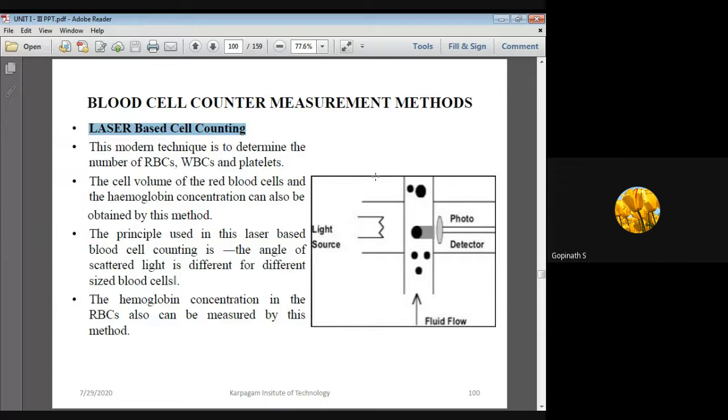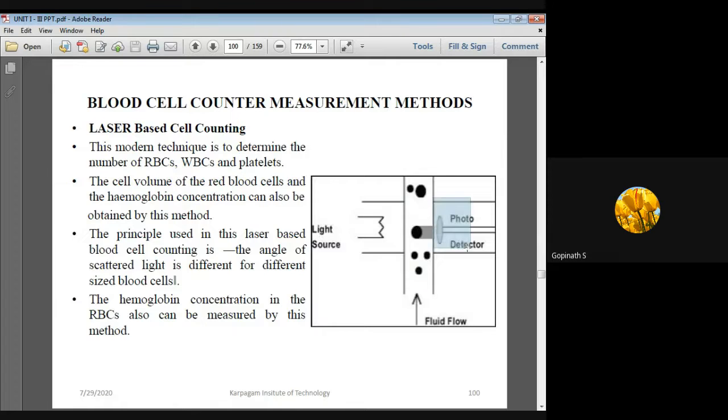Now we will look into how the measurement is happening. This is the capillary tube. Inside the tube, we fill the blood. Across this blood column, we pass the laser rays from the light source. The laser is passed through this fluid column filled with blood.